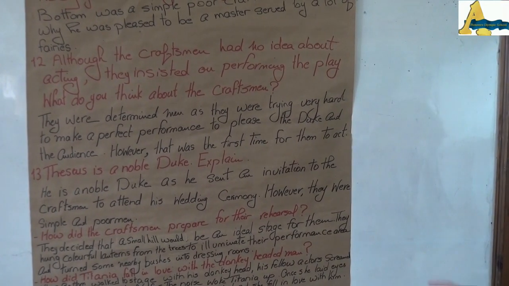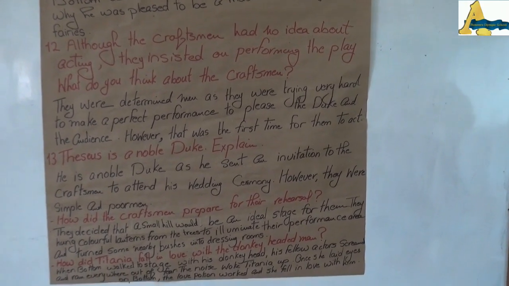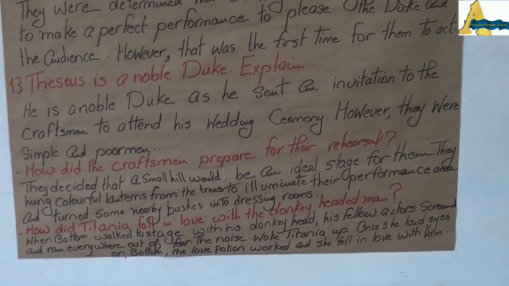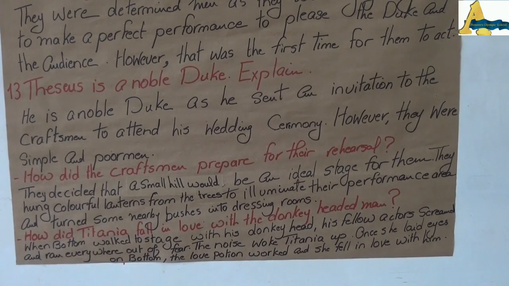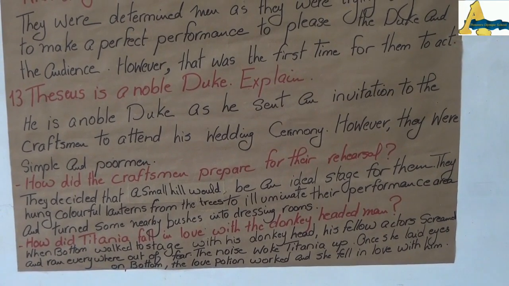How did the craftsmen prepare for the rehearsal? They decided that a small, simple hill would be an ideal stage for them. They hung colorful lanterns from the trees to illuminate the performance area and turned some nearby bushes into dressing rooms.